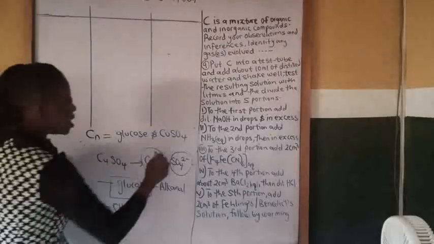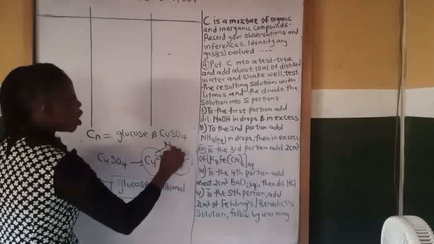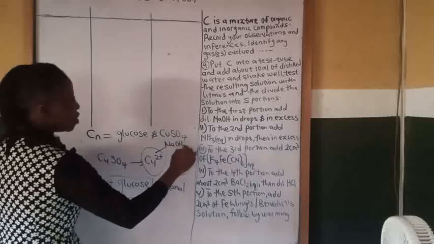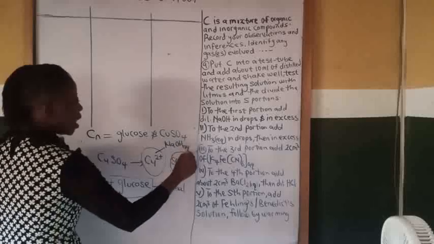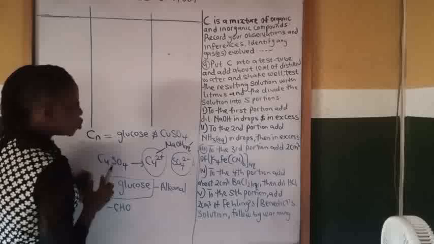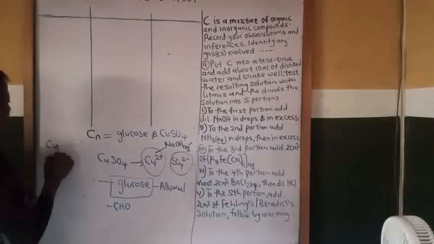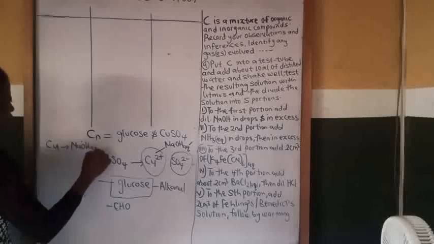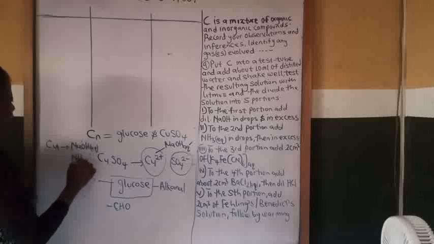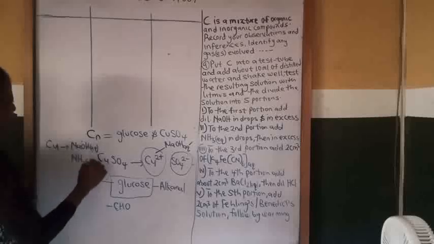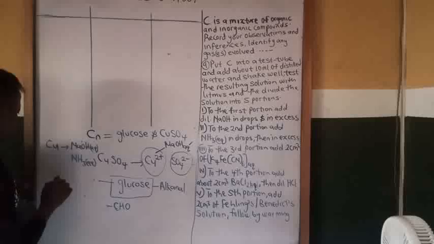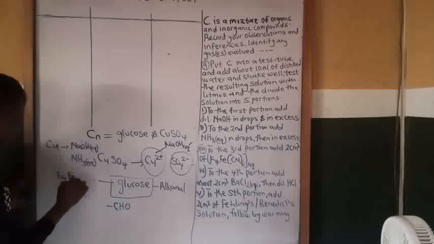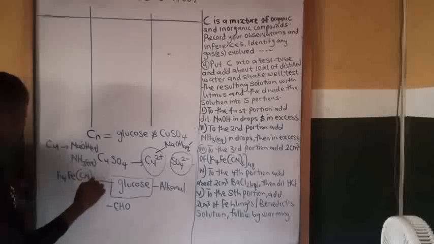Then don't forget that I told you that we always use aqueous sodium hydroxide and ammonia. Let's take copper first. So we can use aqueous sodium hydroxide and aqueous ammonia to test for copper. Then we can also use potassium ferrocyanide, that is K4Fe(CN)6.